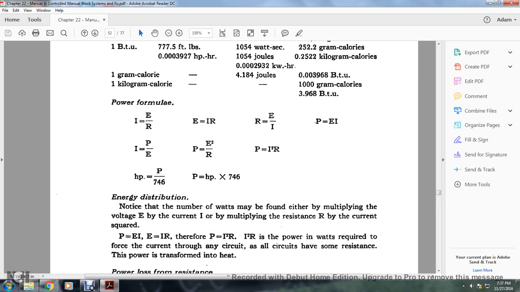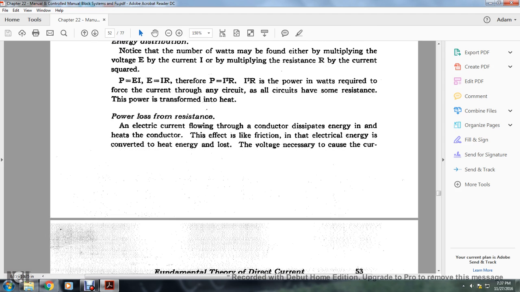Energy distribution. Notice that the number of watts may be found either by multiplying the voltage E with the current I, or by multiplying the resistance R with the current squared. The power P is equal to volts times amperes. Power equals E times I, or I squared times R. The power in watts is required to force the current through any circuit that has resistance, and all of the power is transformed into heat.